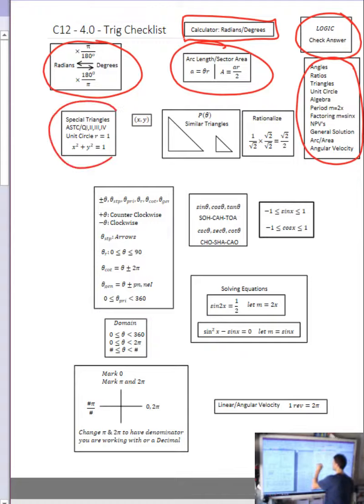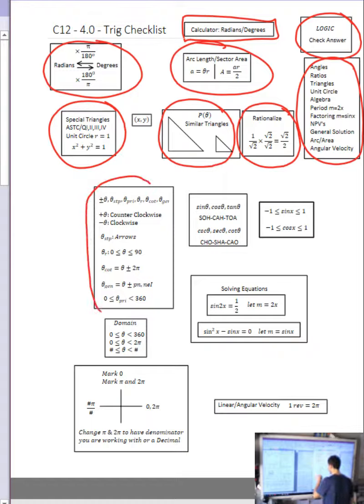Back to the left, we have special triangles in the ASTC graph with the 4 quadrants and the formula for the unit circle, a circle with a radius of 1. We have a concept from grade 8, similar triangles. We have to use that concept all the time to compare similar triangles of different sizes. We have to remember from grade 11, we have to be able to rationalize, either if necessary, to more easily recognize a special triangle, or if the teacher requires it.